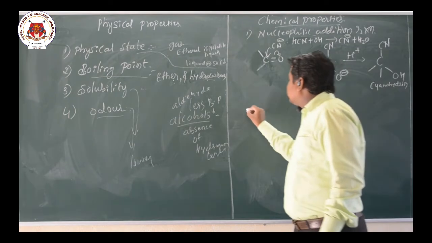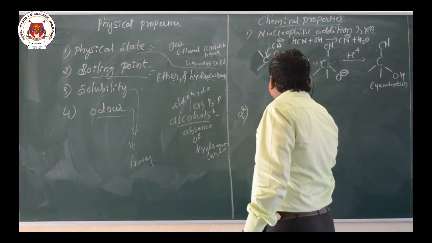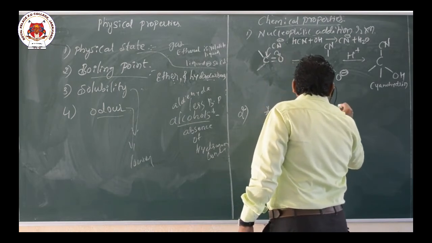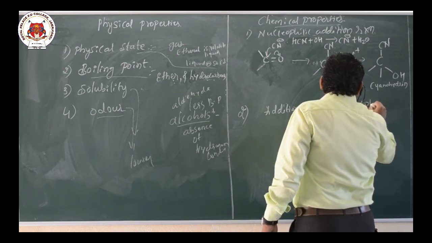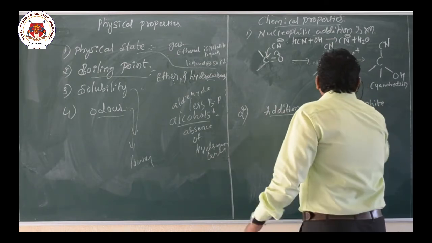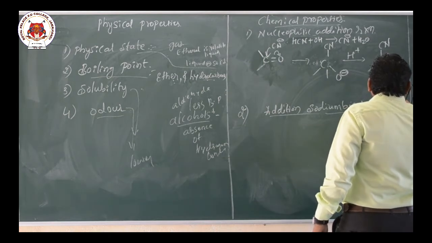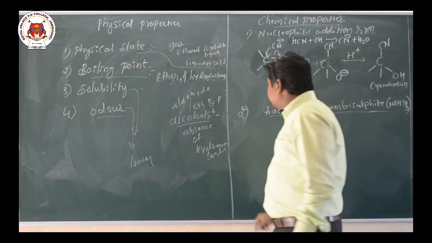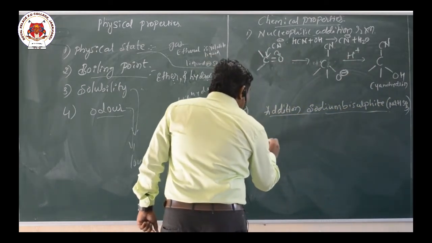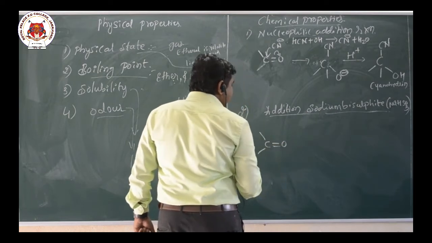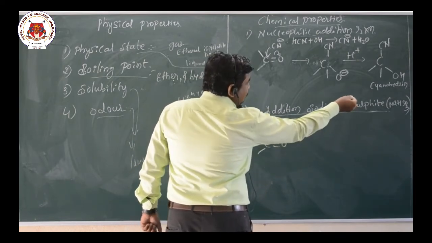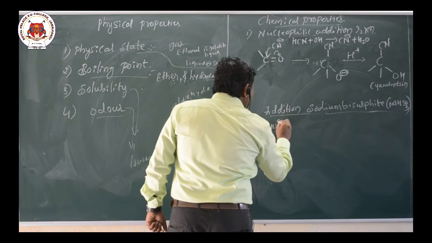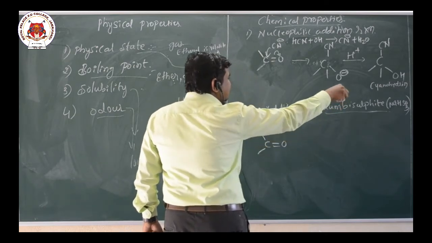Now let me take another example: addition of sodium bisulfite, NaHSO3. Here the carbonyl group is an aldehyde or ketone, and the nucleophile is HSO3 minus. So again here Na plus, HSO3 minus.